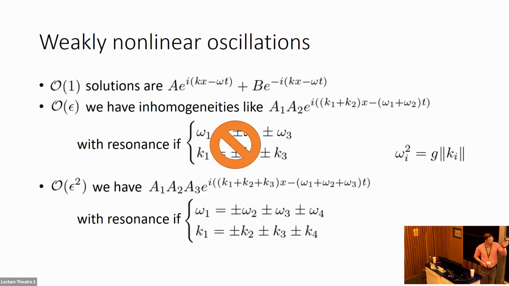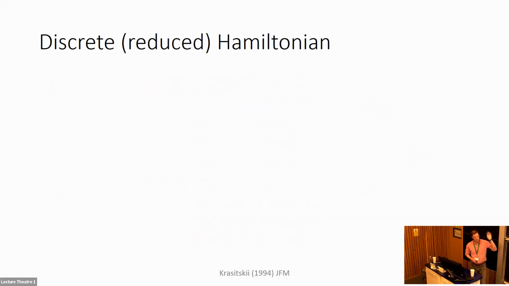Of course, it's okay to write down for a single mode, but once you have multiple modes, it's really a hassle to do the perturbation theory. I mean, really terrible. Except, well, maybe with computer algebra. Even then, I don't recommend it. But there's a good, concise description that you can get from the reduced Hamiltonian formulation, which I'm taking now from Krasitskii in 1994.